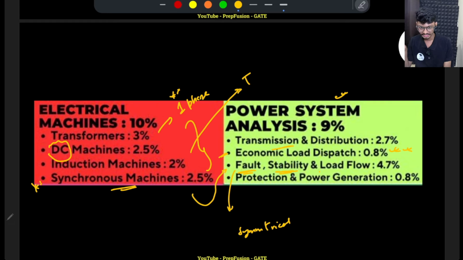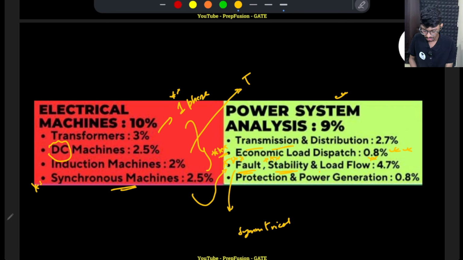So fault stability is very important. Load flow is also important, but not super important. I will give it 2 stars. Economic load dispatch, again I will give it 3 stars, because every other year I am getting a question, and the length of the topic is also very small, not very large.